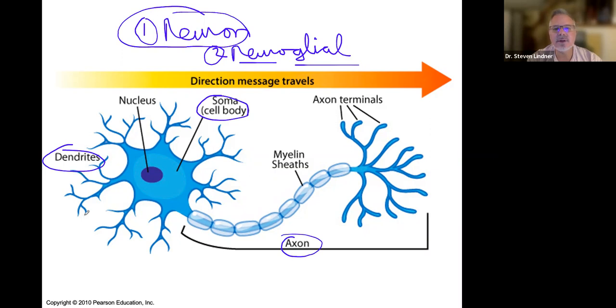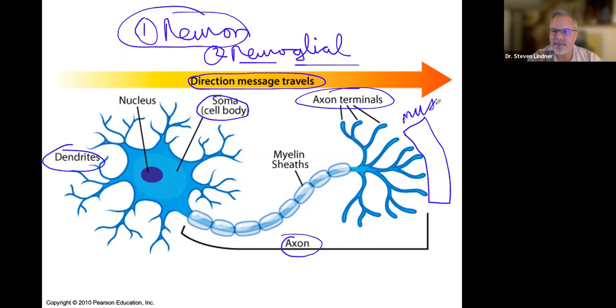And the direction in which neurological information travels, you see right here: the message comes into the dendrites, into the cell body, and then it moves down the axon in this direction to the very end of the axon, where we have these axon terminals. At the very end of the axon terminals, this could be a muscle, let's say. And at the end of the axon terminals here, we have what are called end bulbs. They look like light bulbs.